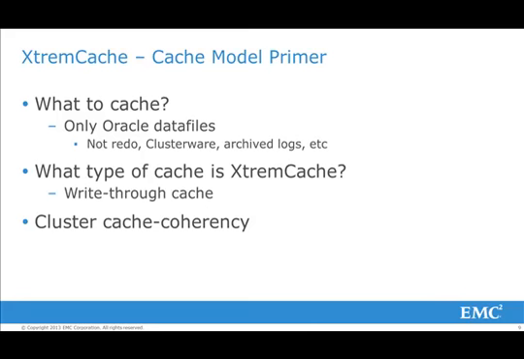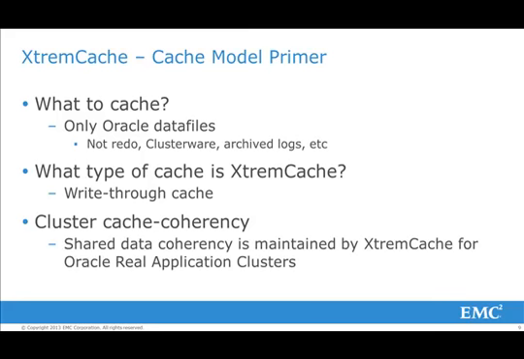What type of cache is XtremCache? It's a write-through cache. I'll have more words on that matter as we go through the presentation. And cluster cache coherency. Yes, we're talking about XtremCache in conjunction with Real Application Clusters, so certainly there must be shared data coherency. And indeed, shared data coherency is maintained by XtremCache for Oracle Real Application Clusters. As we go through the presentation, I'll make it clear just how that is.